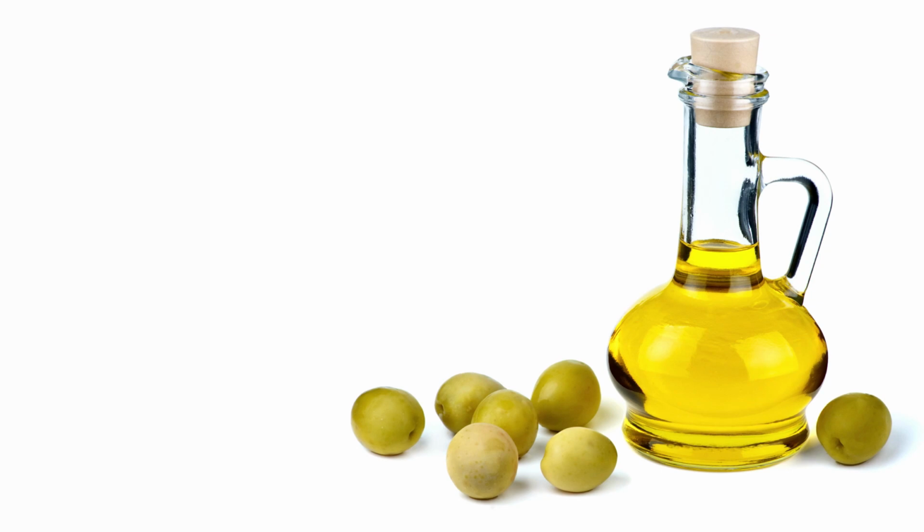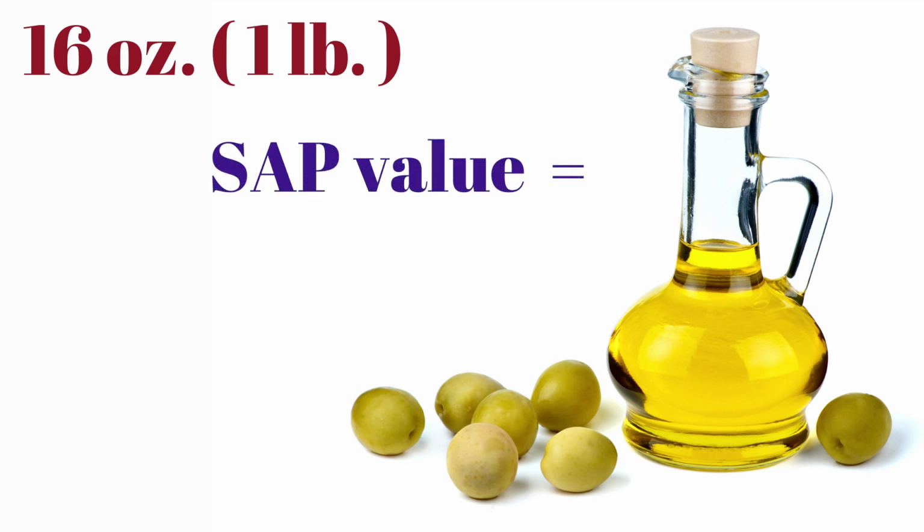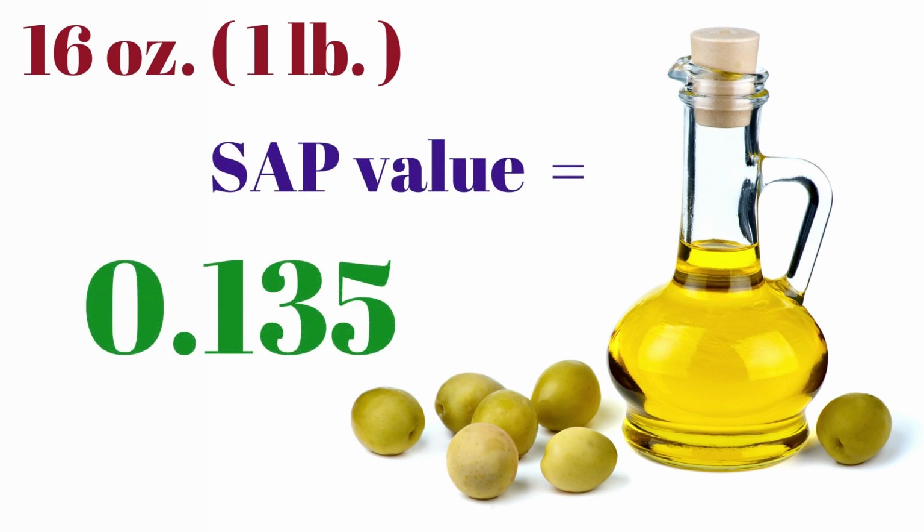Olive oil is a common oil used in soap making. Start with choosing how much oil we want to use in our recipe. In this example, we'll use 16 ounces of olive oil. The olive oil has a sap value of 0.135 if we're using sodium hydroxide as our lye.